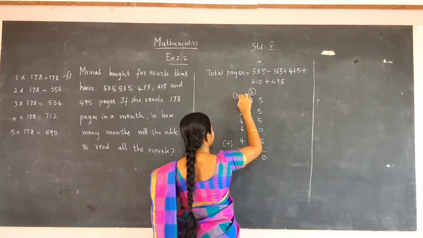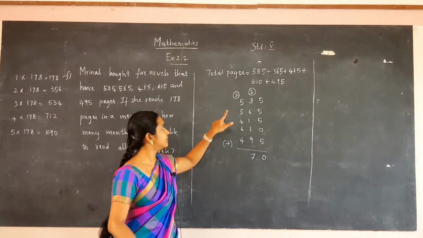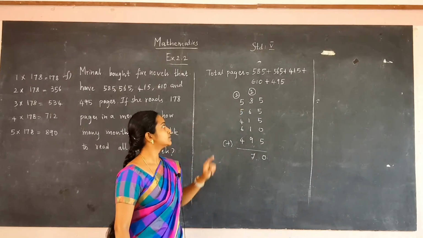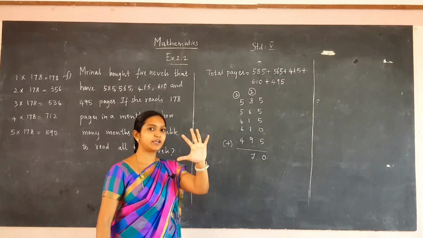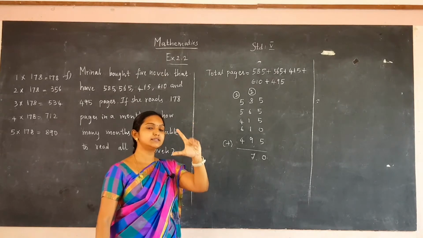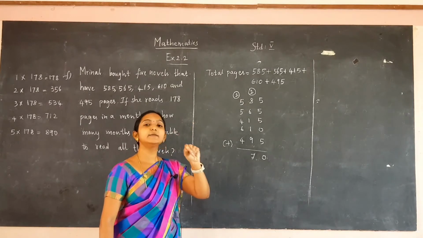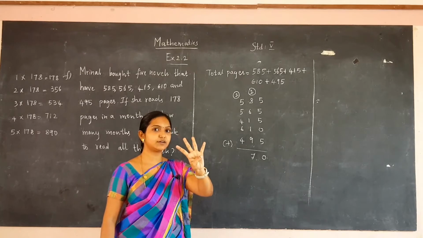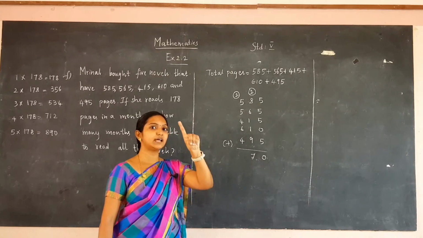So 2 is carried to the next place. 5 plus 2 will be 7. So keep 7 in mind and 5 in fingers: 8, 9, 10, 11 and 12. Keep 12 in mind and 4 in fingers: 13, 14, 15 and 16.